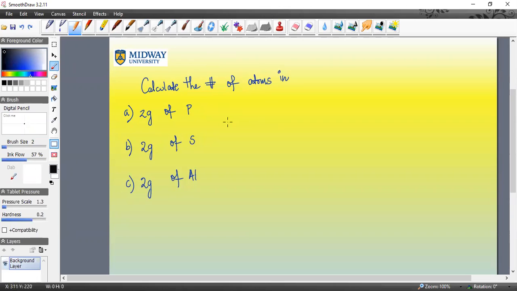So, as I said, you look at the question and the given information and determine what you are given and what you want to do. You are given the mass in grams. You're asked to calculate the number of atoms, right? So essentially, we're going to go from grams to atoms.